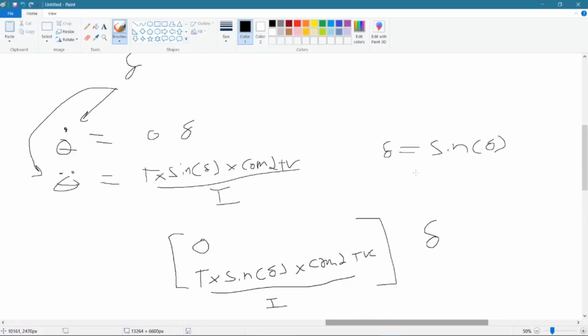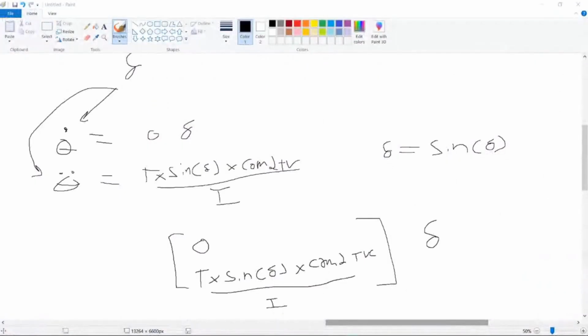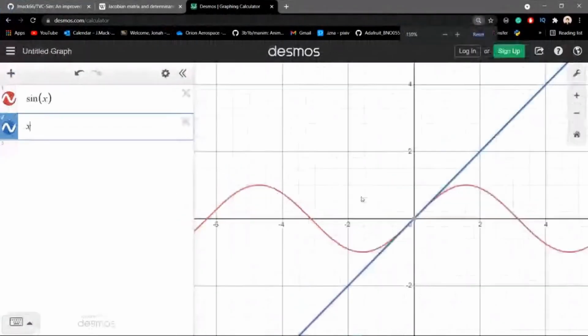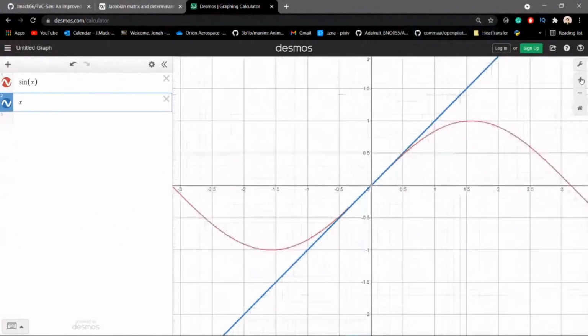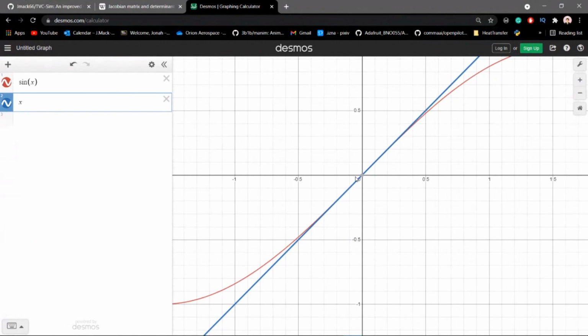And I know Stavato is freaking out in chat because I'm doing it. But guess what? I'm an engineer, not a mathematician. Let me just see if I can convince you of this very quickly. If we are looking at very small angles, look how close these two are, del and sine of del. They're so similar.